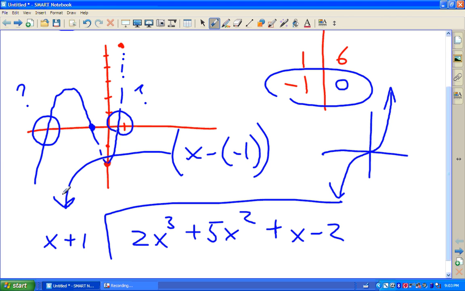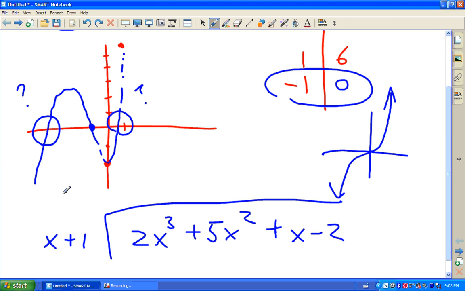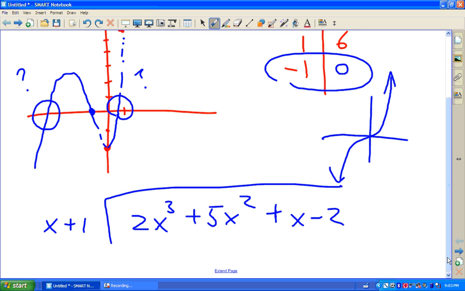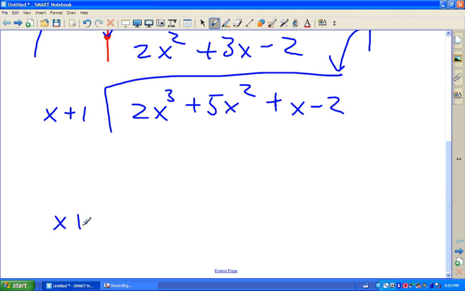Okay, so now I'm going to divide all that stuff through and get this polynomial here. I don't need to go do the long division again. You've learned that already. But what I do get here is 2x squared plus 3x minus 2. And so now what we know this polynomial looks like is it's got an x plus 1 term, and then it's got this other term, 2x squared plus 3x minus 2.